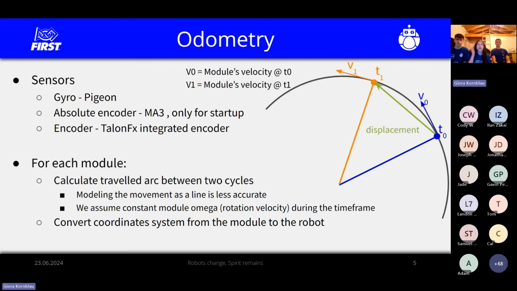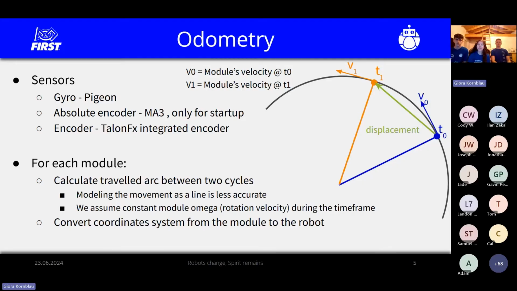So first, we have our odometry. Odometry, first of all, what is it? Odometry is the pose we get from our swerve, from the swerve modules, from the steering motor and from the drive motor. So the sensors that go into our odometry are first our gyro, which this year was the Pigeon. That's how we get our heading, the robot's yaw.